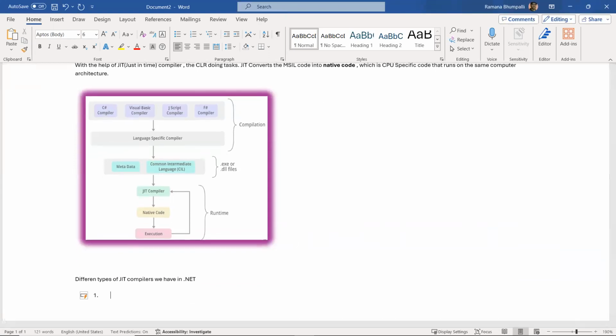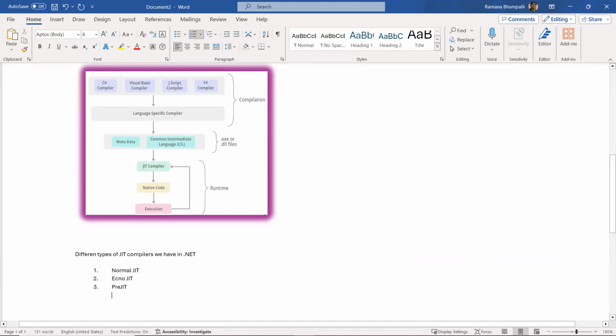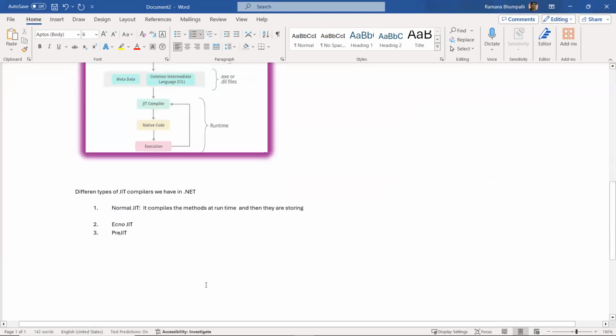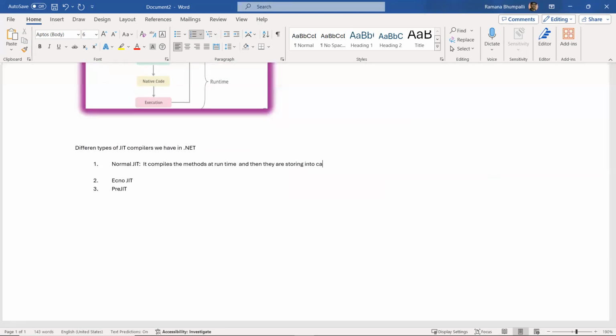We have three types of JIT. The first one is normal JIT, the second one is Econo-JIT, and the third one is pre-JIT. When it comes to normal JIT, it compiles the methods at runtime, and then they are stored into a memory cache.